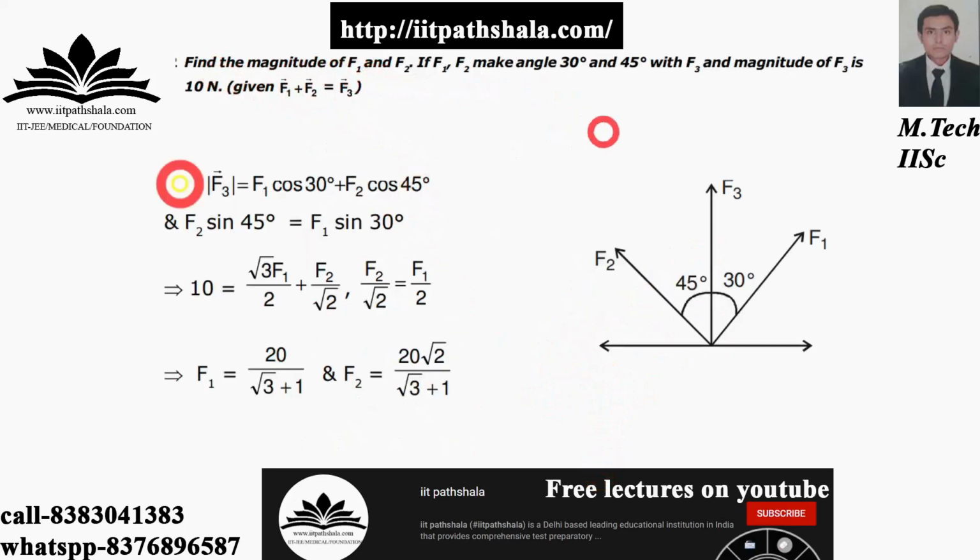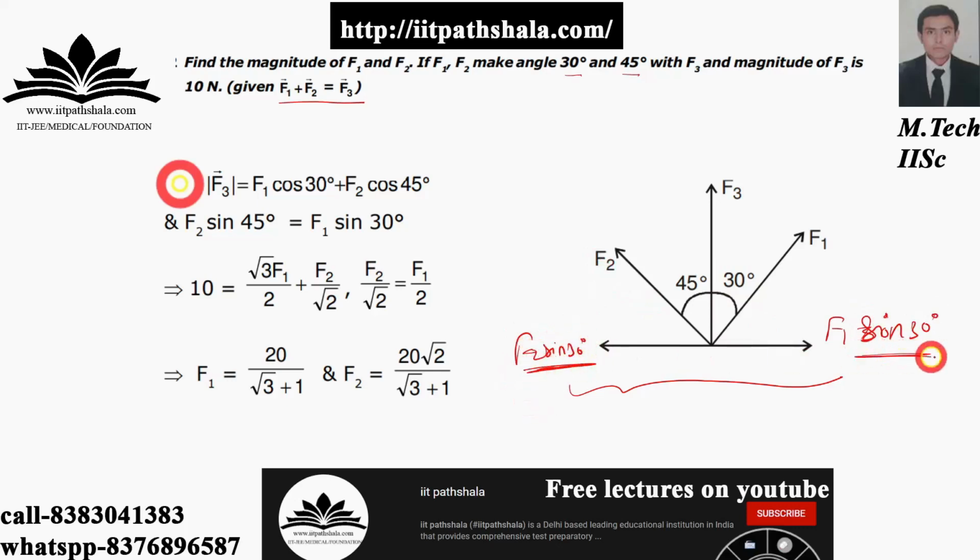You have to find the magnitude of f1 and f2 if f1 and f2 are making an angle of 30 degree and 45 degree, and f3 magnitude is 10 Newton given to you. Okay, so here you can see that there are two directions given to you and one magnitude easily given to you. This is your vector equation. What you can do is just simply, as you can see over here, in the x direction I can resolve it as f1 sine 30 degree, and here f2 sine 30 degree. Okay, this is f2 sine 30 degree, this is f1 sine 30 degree.